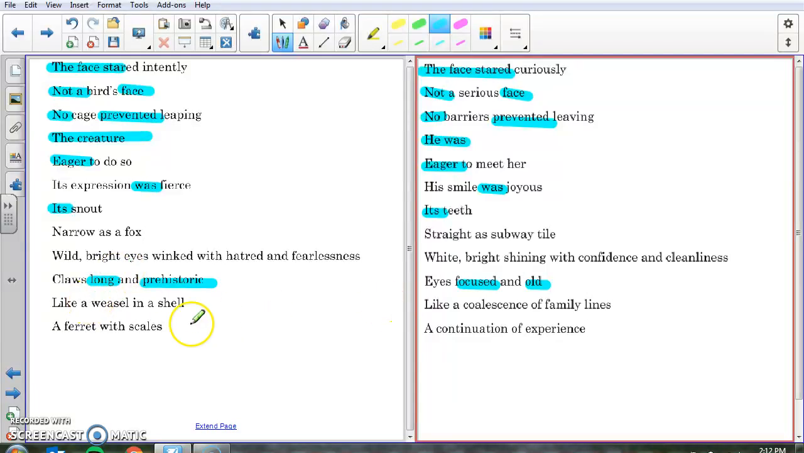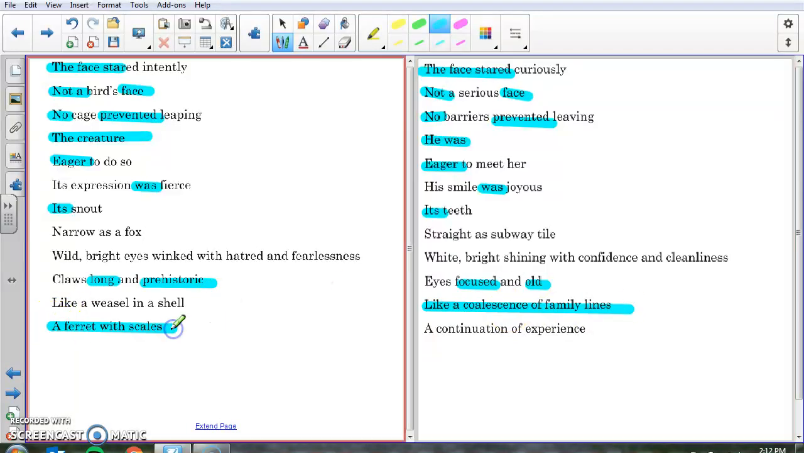"Like a weasel in a shell," I used that simile and created my own: "like a coalescence of family lines." And then finally I ended with just a noun: "a ferret with scales," "a continuation of experience," keeping that very similar structure.